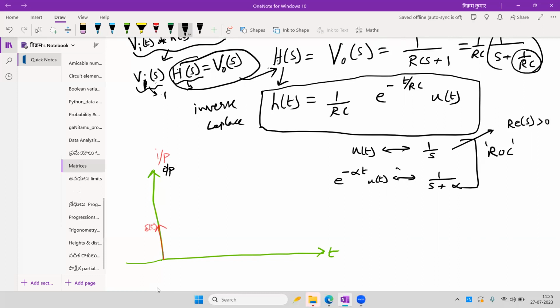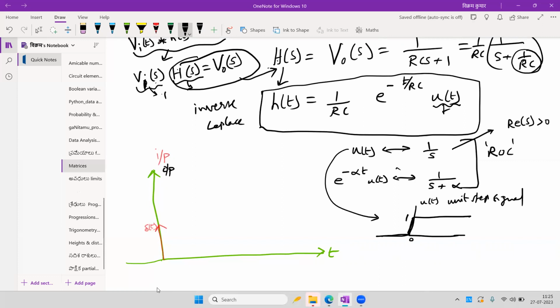You can see clearly when I put t equal to 0. Now this u(t) is there. What is u(t)? It is a step signal. That means up to 0 it is 0, and after 0 it is 1. This is u(t), the unit step signal. So below 0 it is 0 and after 0 it is 1. Now you are drawing this diagram basically.